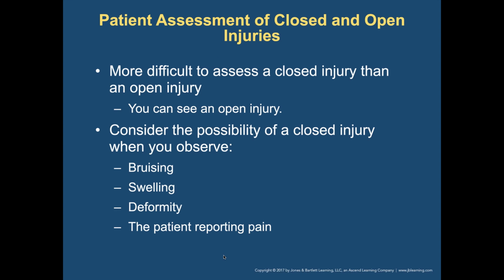For your patient assessment, it's more difficult to assess a closed injury than it is to assess an open injury, because that's just the nature of trauma. The more we can see, the better. But if it's a closed injury and you can't really see, all you can do is estimate what might have happened based on what you can see. Anytime you observe bruising, swelling, or a deformity, or if the patient is reporting pain, the possibility of a closed injury should be considered. An open injury is easier because you can see it.